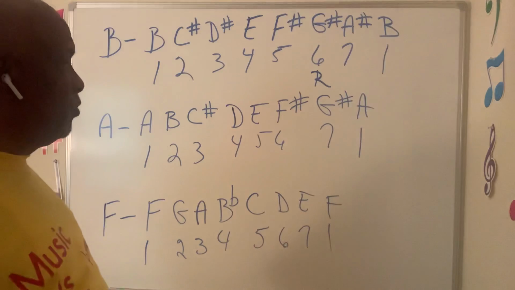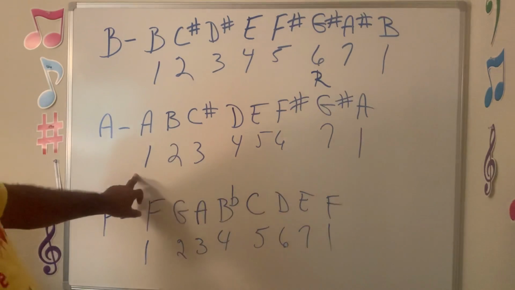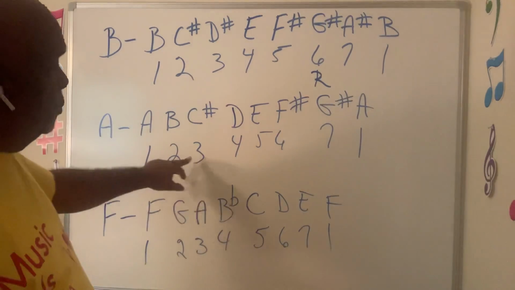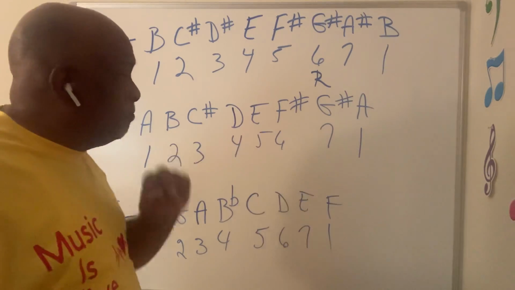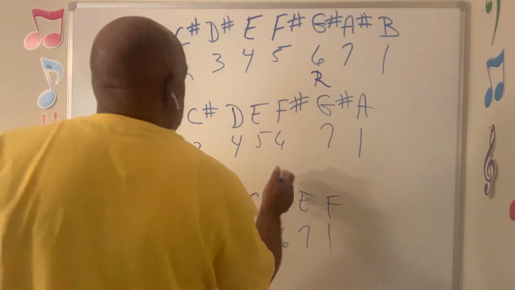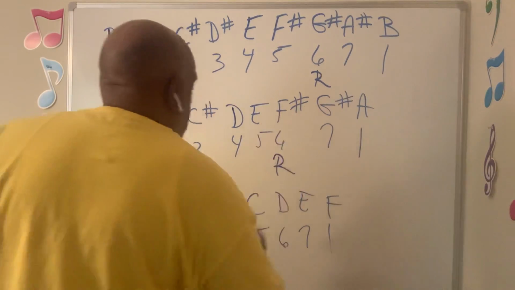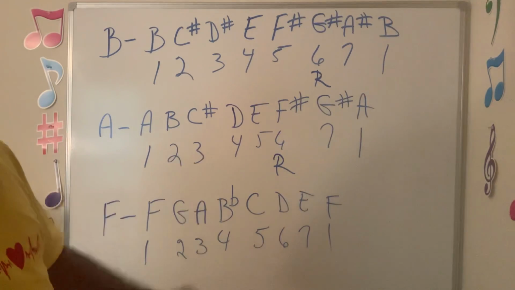Now let's see if we can find the relative minor of A major. In order to find the relative minor, we need to go up 6. So let's do it. A is the 1, B is the 2, C is the 3, D is the 4, E is the 5. So the relative minor of A major is F sharp. F sharp is the 6.